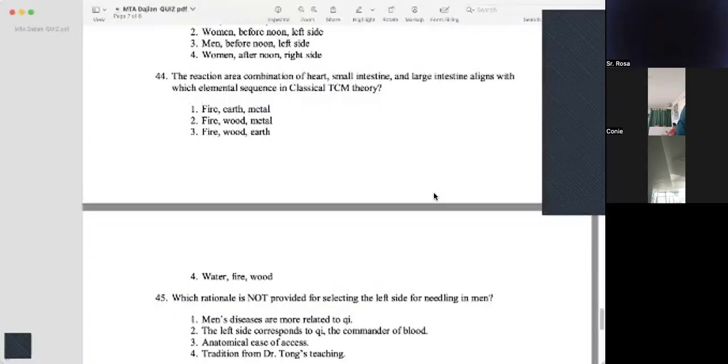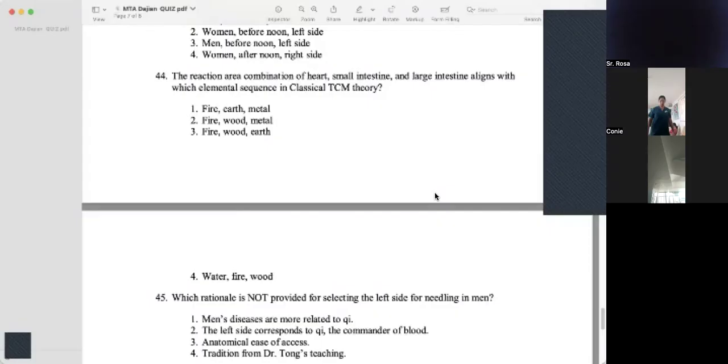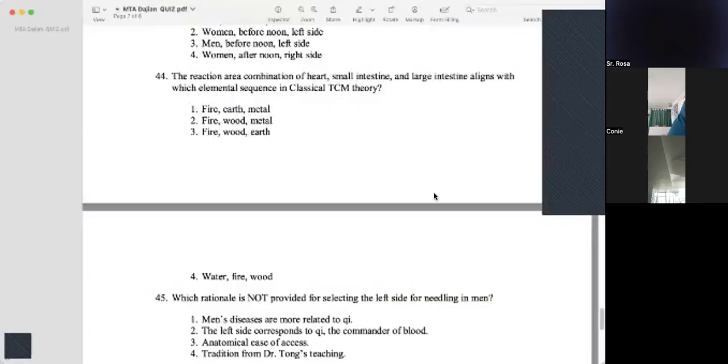Metal. Pipilian natin yung 1 and 2. Kasi dapat may fire and metal. Pero ang tanong, sino dyan? Kasi parehong fire ang SI tsaka heart, Doc, di ba? Oo nga. Si LI, kasama sa metal. Si large intestine may connection kay stomach, kasi dadaan muna sa stomach. So I think the best answer is fire, earth, metal. Ano, tama ba? So number 1.